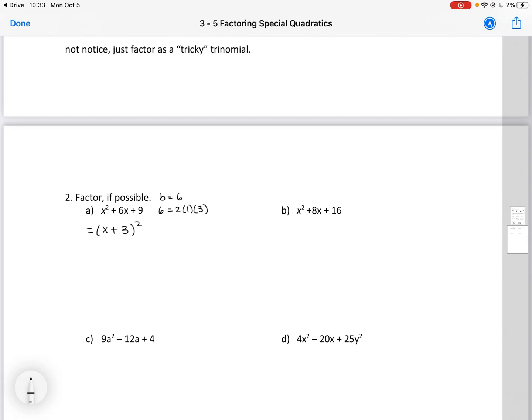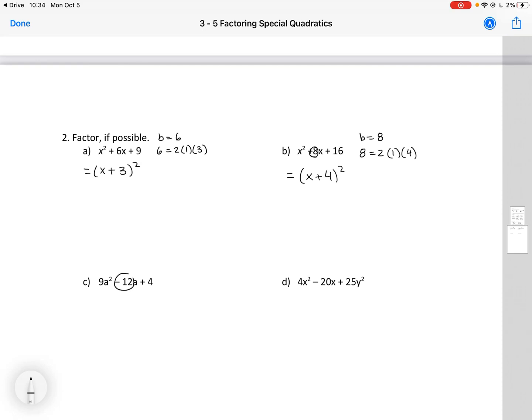Now I'm going to take a look at my second one here. I'm going to look at my second term, b, which is 8. And I'm going to notice that 8 is equal to 2 times the square root of my first term times the square root of my last term, which means that I have a perfect square trinomial. So then I can factor as x plus 4 all squared.